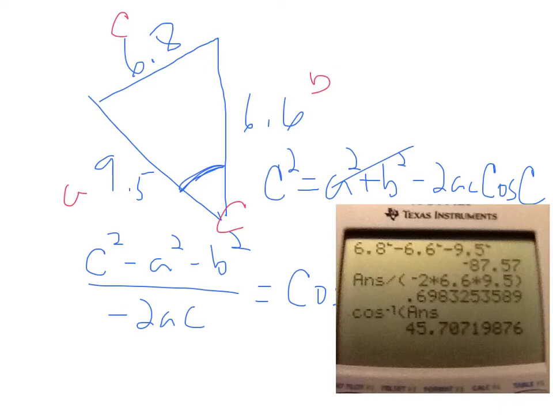So that's what my calculator is telling me that angle is. Telling me that it's 45.707 degrees.